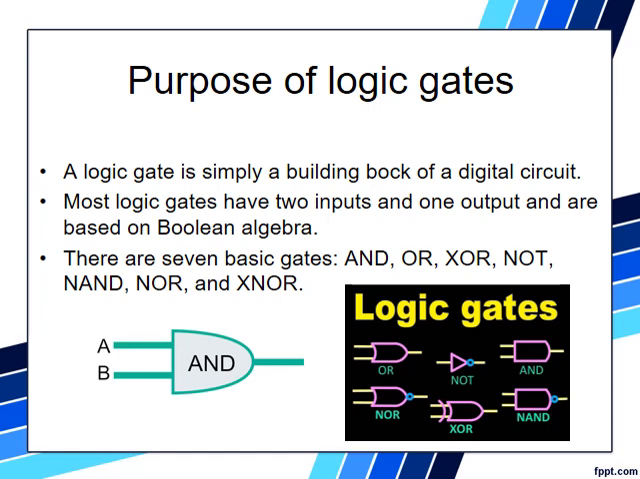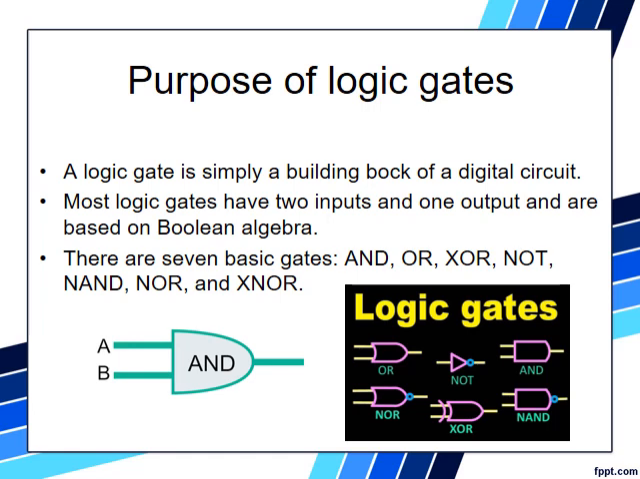The very first topic of this presentation is the purpose of logic gates. A logic gate is simply a building block of a digital circuit. Most logic gates have 2 inputs and 1 output and are based on Boolean algebra. There are 7 basic gates: AND, OR, XOR, NOT, NAND, NOR and XNOR.